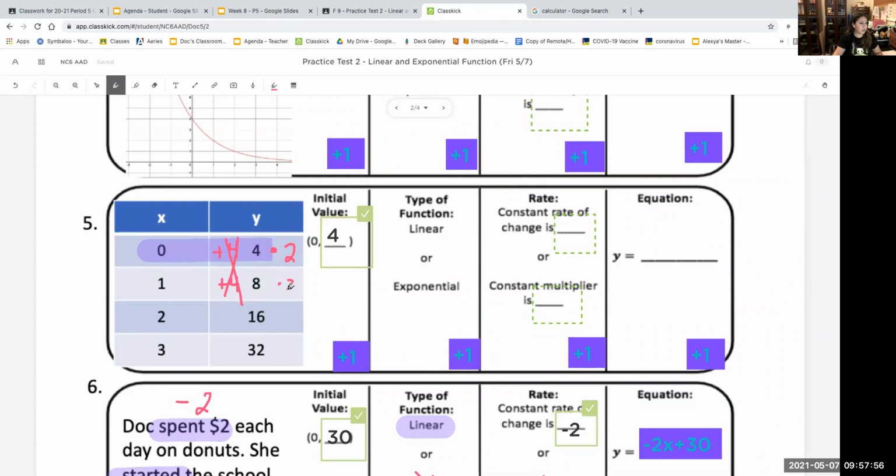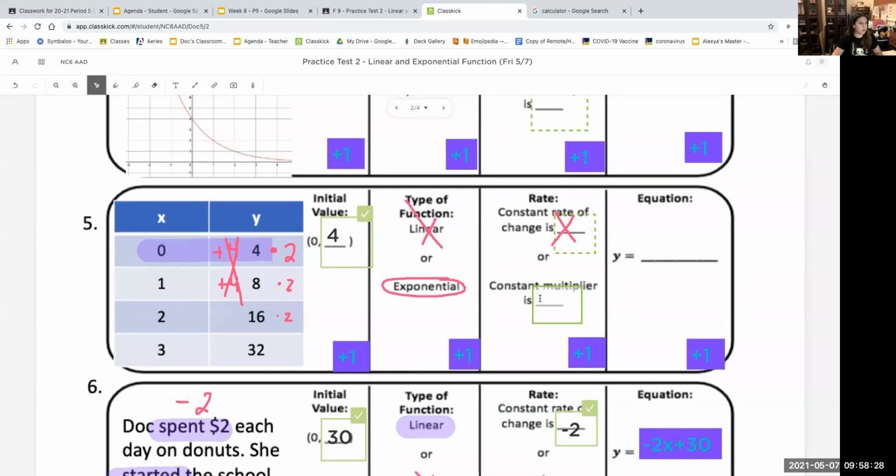Let's see if I multiply. 8 times 2, 16, yes. 16 times 2, 32, yes. So then that means I have an exponential function. So I can cross out linear, I can cross out rate of change. So notice that difference. I knew that I was getting bigger, so I do adding or multiplying. So we need to figure that out. So try one, then try the other.